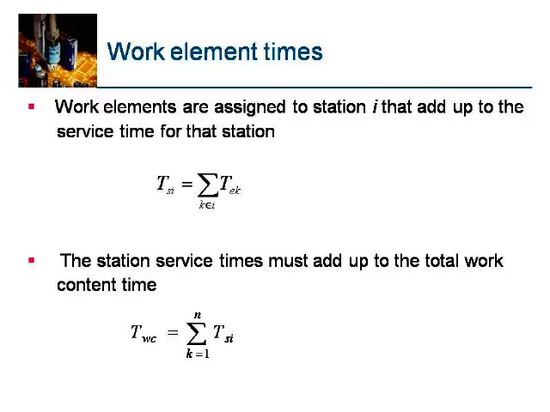And TEK is the smallest indivisible time required to complete a given work element. And N is the number of work elements. Total number of work elements is N, and each takes TEK, then the sum of that is equal to the total work content.